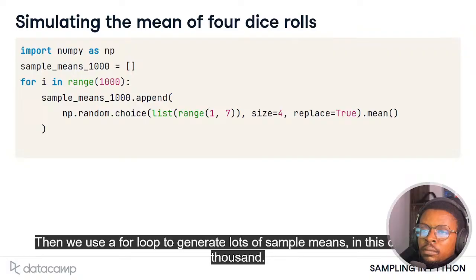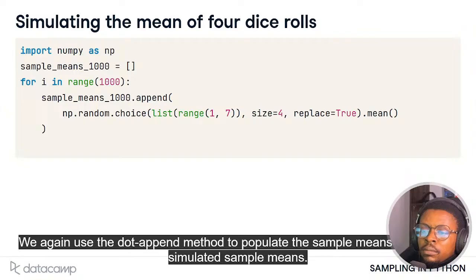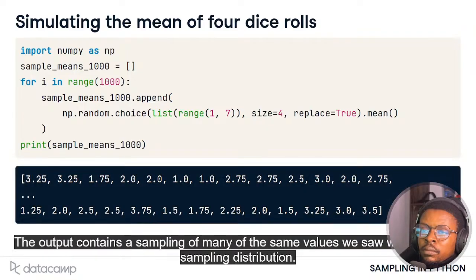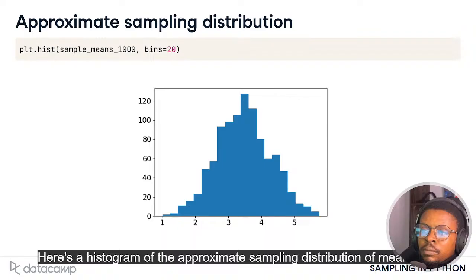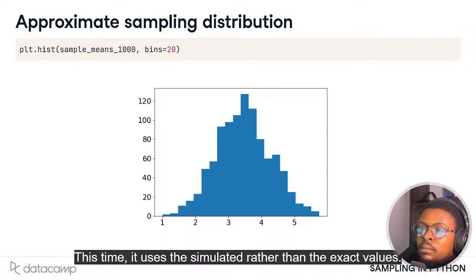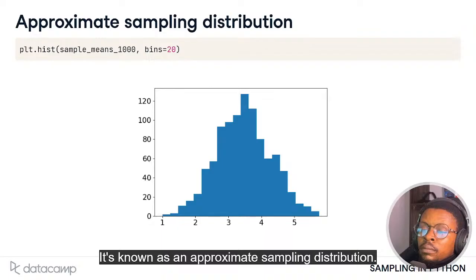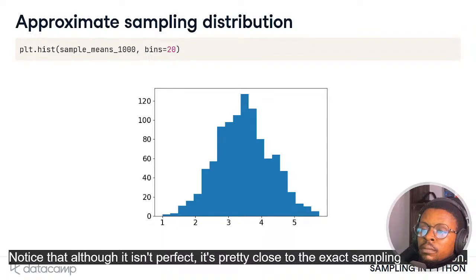Then we use a for loop to generate lots of sample means, in this case 1000. We again use the .append method to populate the sample means list with our simulated sample means. The output contains a sampling of many of the same values we saw with the exact sampling distribution. Here's a histogram of the approximate sampling distribution of mean rolls. This time, it uses the simulated rather than the exact values. It's known as an approximate sampling distribution. Notice that although it isn't perfect, it's pretty close to the exact sampling distribution.